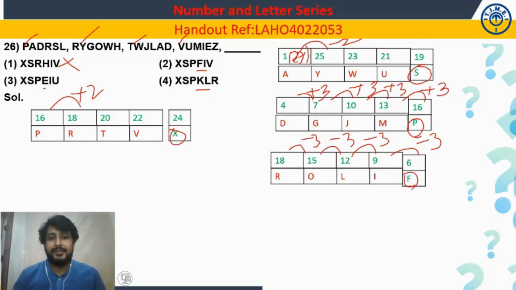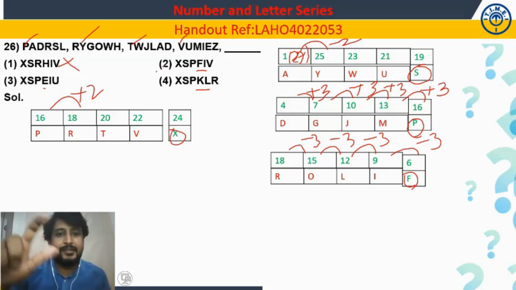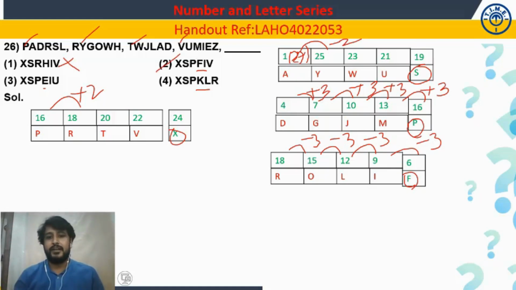So X, S, P, F. How many options are with X, S, P, F? Only one option. Which option? Second option. So my answer is second option. So I got the answer. So in the exam, don't try to find out the remaining. Okay, that is time waste. But here we will discuss that.